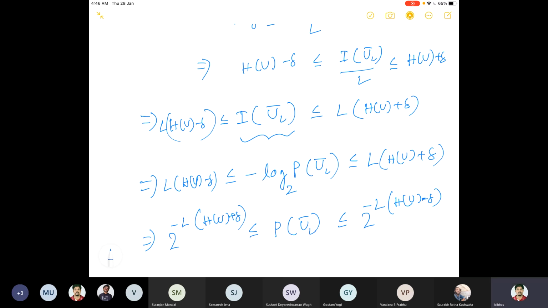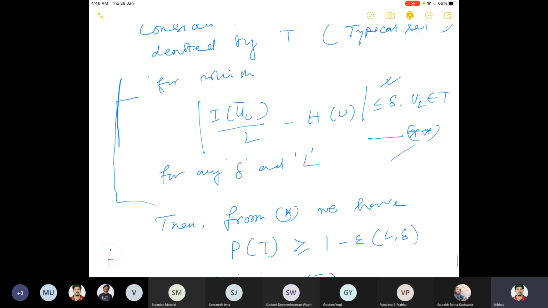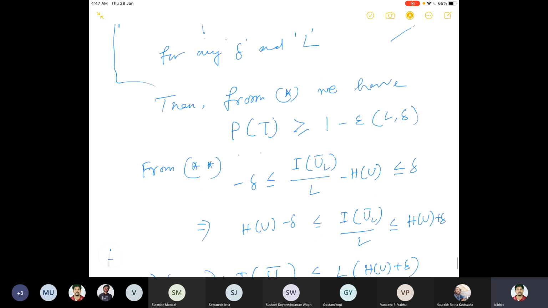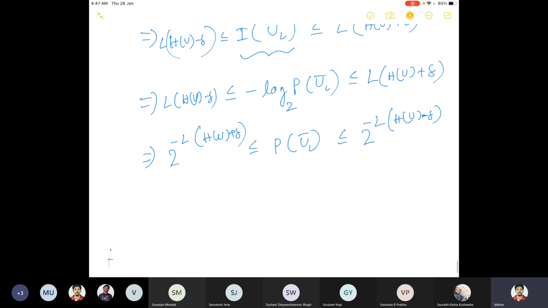And this is very, very important. Why? Because if a sequence is in the typical set, it means the probability of any sequence in the typical set lies between 2 to the power minus L times something and 2 to the power minus L times something else. And this will play a very important role a little later.